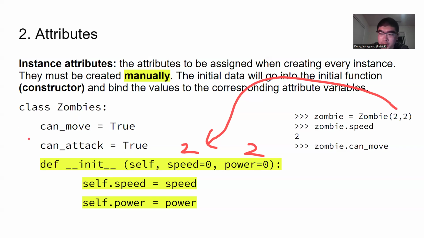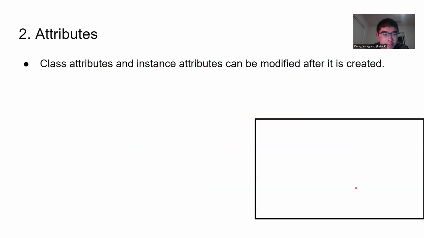Oh, this is the class attribute. So of course it can move. Yeah. So this is instance attribute. The first one is instance, and the second one is class attribute. So class attribute and instance attribute can be modified after it's created. Yeah, but when you modify these two, you have different results. And usually, I don't suggest you modify class attribute.